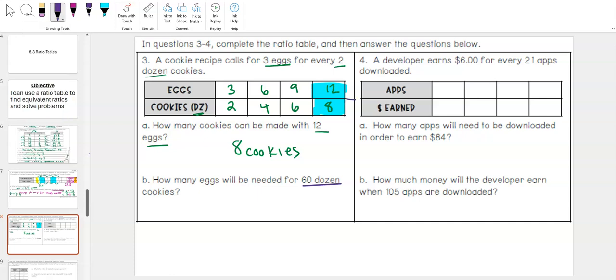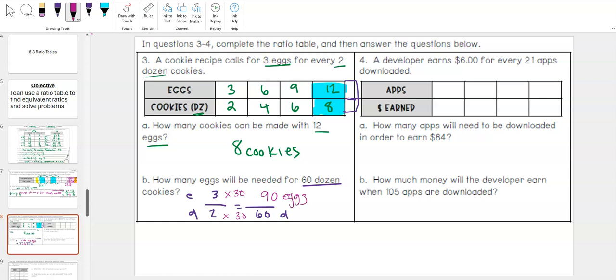Now I could extend my table, but 60 dozen, skip counting by twos, that's going to take forever. I would need a separate sheet of paper to do that. That is an option. The other thing that I could do is set up a bar equals bar model, knowing that 3 eggs makes 2 dozen, and I want 60 dozen. Then I can identify what I'm multiplying by and multiply by the same thing on top. So that's going to get me 90 eggs.